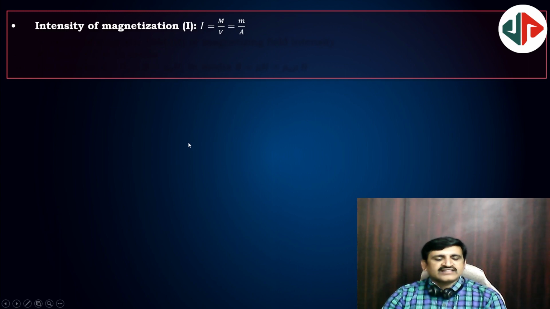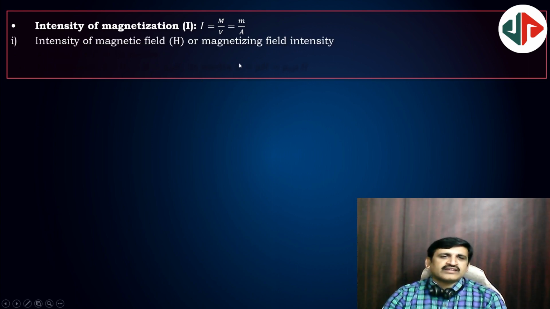Intensity of magnetization. Intensity of magnetization means how much magnetism is attained by a material, that is, pole moment developed per unit volume or pole strength per unit area. I is equal to m by V, I is equal to m by A.